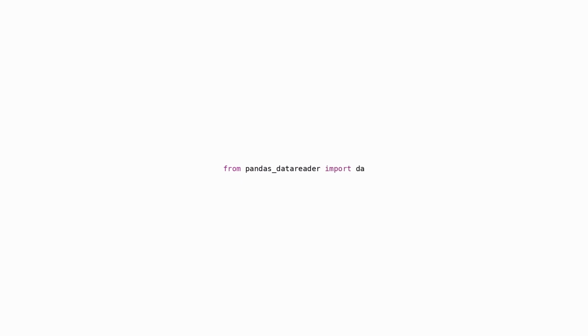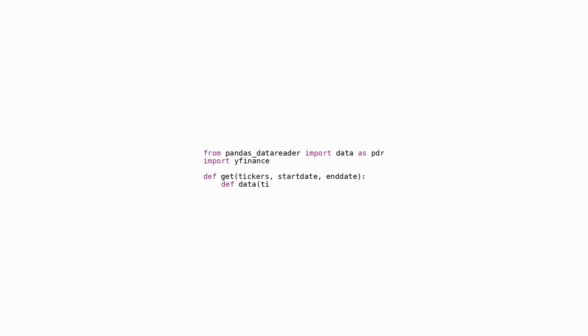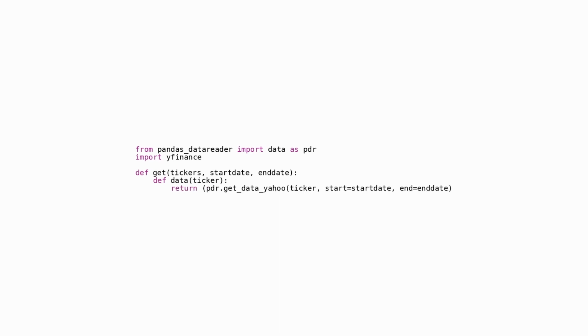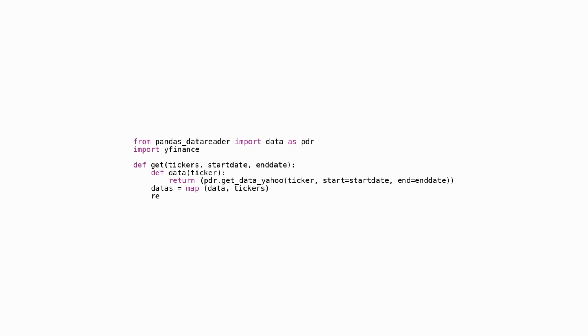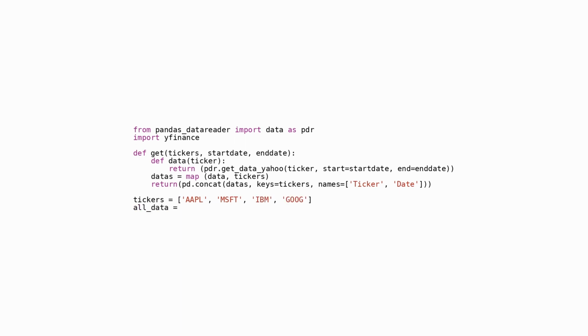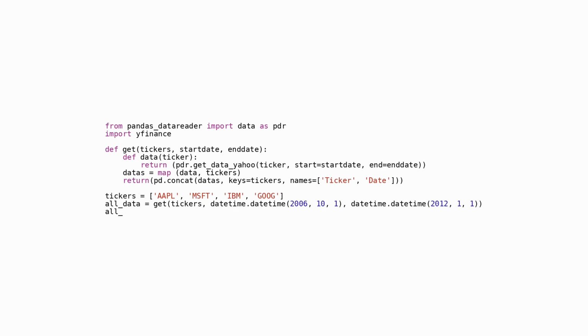The Python code snippet facilitates fetching historical financial data from Yahoo Finance for a specified group of stock tickers. It uses the pandas data reader library with yfinance as the data source. The function has 3 inputs: a list of stock tickers, a start date, and an end date. The get function utilizes a subfunction to retrieve data for each individual ticker using map. The results are then combined into a data frame with a hierarchical index.